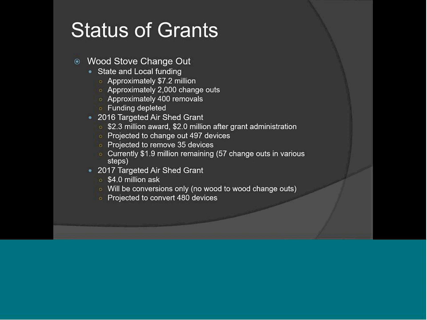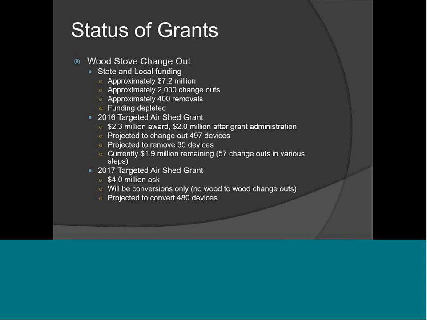We have 57 changeouts in various steps of the application, of actually getting accepted and encumbered and so forth, so we're on target to move through that money. The life of the grant is 4 years, and I don't think there's going to be any problem spending that. The 2017 Targeted Airshed Grant is a $4 million ask. This is for conversions only, and this would be no wood-to-wood changeouts. It would have to be for natural gas, fuel oil, propane. Looking at where we're sitting and where we need to be, focusing on just getting those devices out is what we feel is going to be most beneficial.